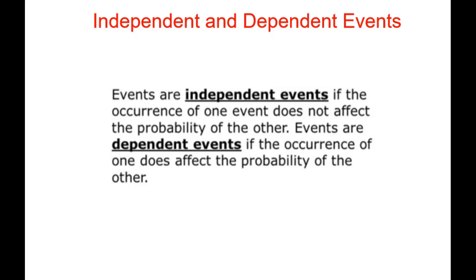Next, we're going to discuss the difference between independent and dependent events. Events are independent events if the occurrence of one does not impact or affect the probability of the other. Events are dependent events if the occurrence of one does impact or affect the probability of the other event.